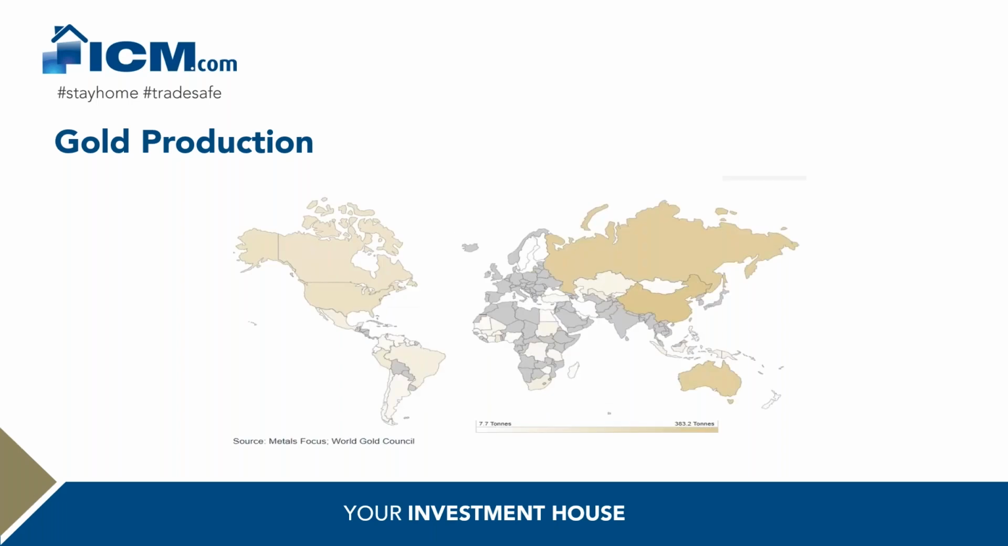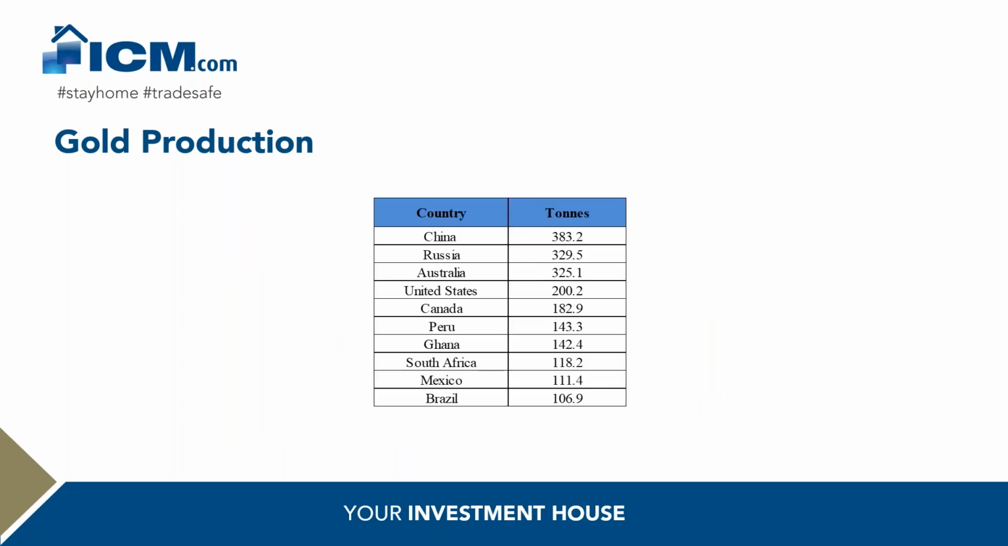So when coming to the next, productions. If you say productions, obviously there are many countries which produce gold. Among them, there are 10 major producers. Among these, China plays a major role with production of 383.2 tons. It stands at the top level of production, followed by Russia at 329.5 tons. Australia is third at 325.1.